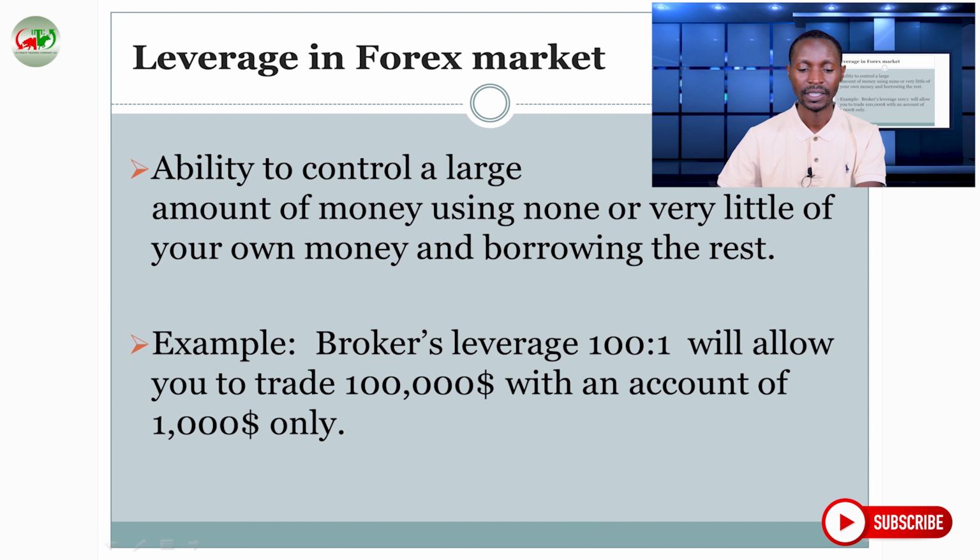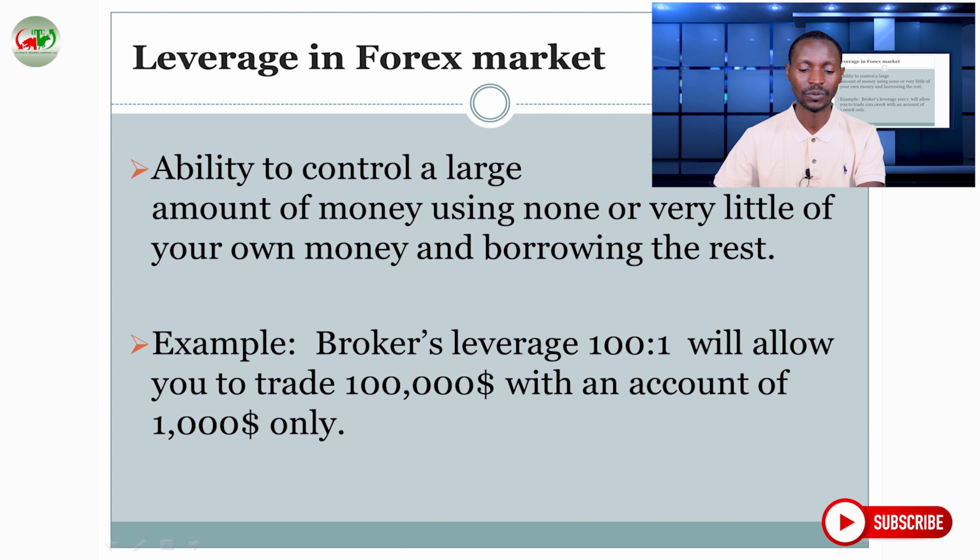This means that you can trade $100,000 by only owning an account of $1,000 from this particular Forex broker who has a leverage of 100/1. So from this account of 100,000, you can now make money.